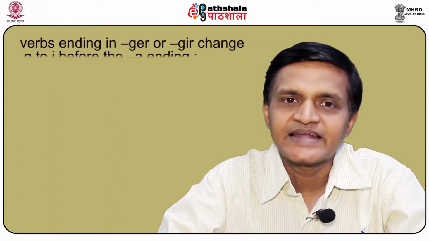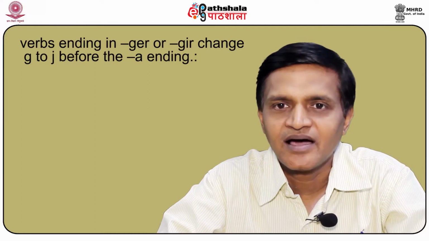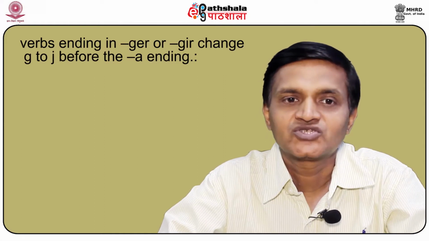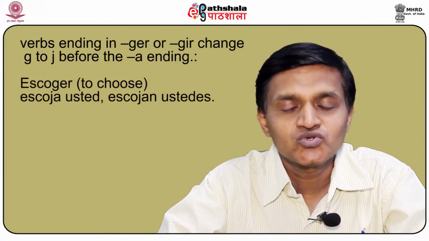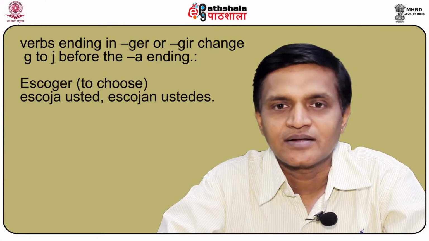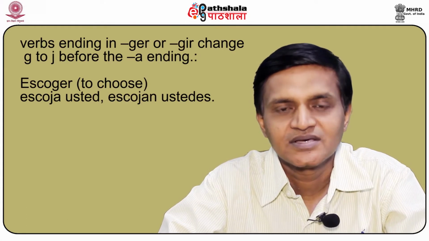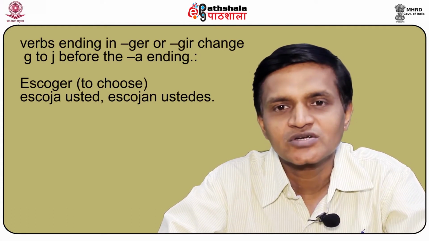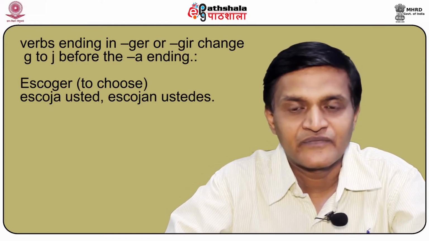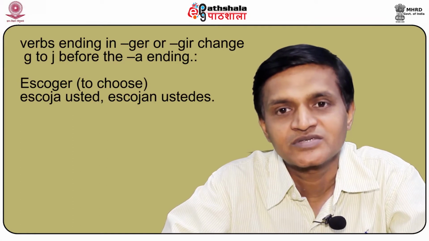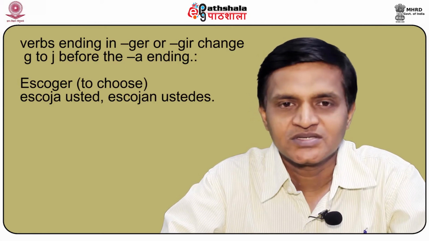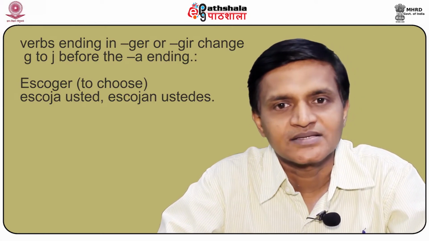What happens in verbs ending in GER or GIR? They change the G to J before the A ending. So, escoger, to choose, changes into escoja. Ustedes escojan or escoja usted, which we had also mentioned when we talked about the verb coger in the previous few minutes of the video. So escoger, to choose, becomes escoja usted or escojan ustedes.